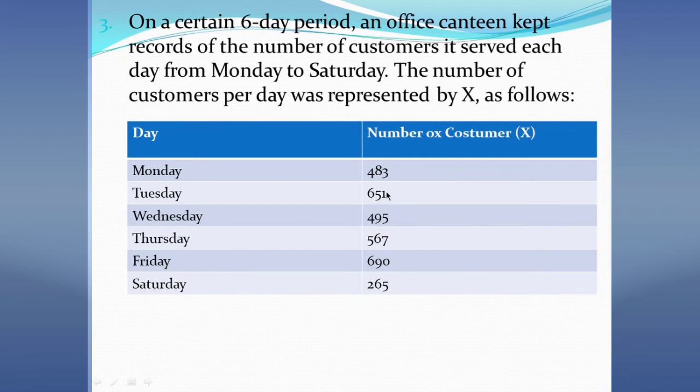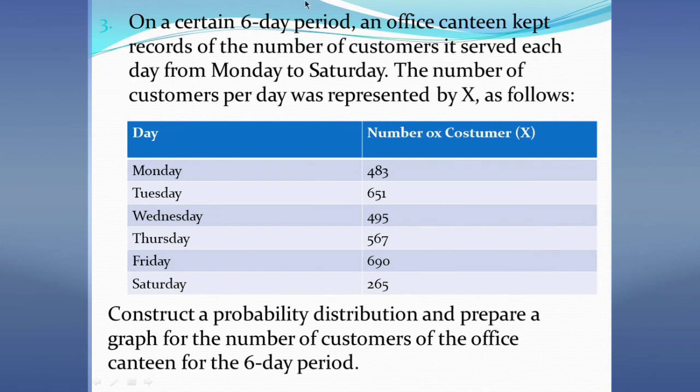So, for Monday, 483. For Tuesday, 651. For Wednesday, 495. Thursday, 567. Friday, 690. And Saturday, 265. So, now, we're going to construct a probability distribution and prepare a graph for the number of customers of the office canteen for the 6-day period. So, gagawa na po tayo dyan ng probability distribution. So, we're going to use the histogram.